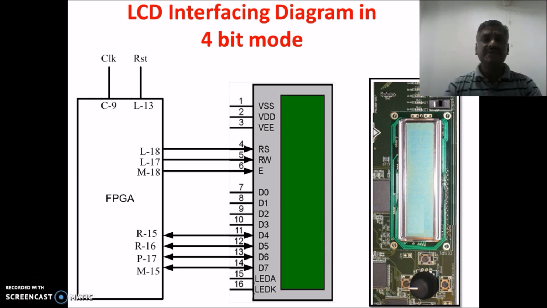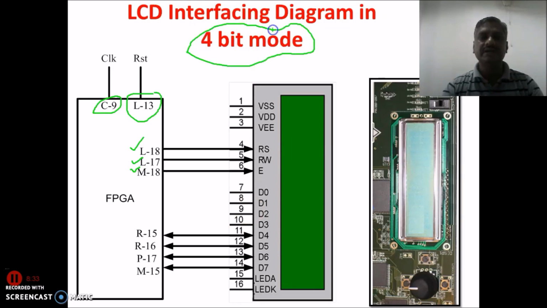Now here, this is the interfacing diagram which is available for the board which I have selected. These connections are already made. So here the FPGA clock is available on pin number C9 of the FPGA, and reset is available on pin number L13. Then the RS pin is connected to L18, the read write pin is connected to L17, enable is connected to M18, and here it is using the 4-bit mode to save the number of pins. That's why we are not using D0, D1, D2 and D3, but we are using D4, D5, D6 and D7, and these pins are connected to the R15 pin, R16 pin, P17 pin and M15 pin of the FPGA respectively.